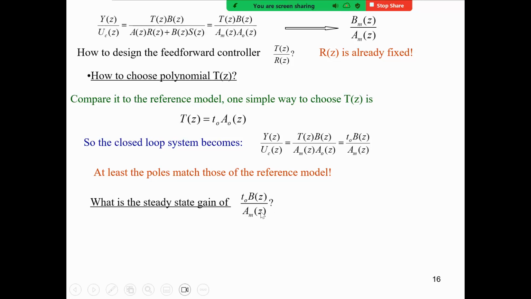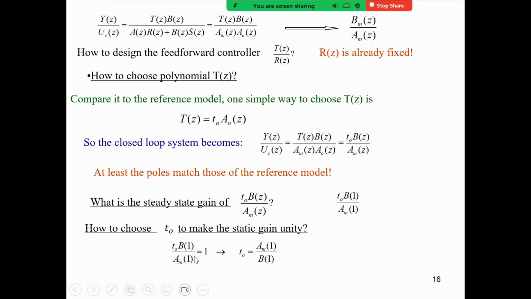Z equals 1. There's a difference between this and the continuous time. Continuous time puts S at 0. Therefore, to compute this, we try to make this T naught such that this one equals 1, because the D secant of the reference model is normally chosen as 1. So in this way I match the poles, and I also make the D secant to be 1.